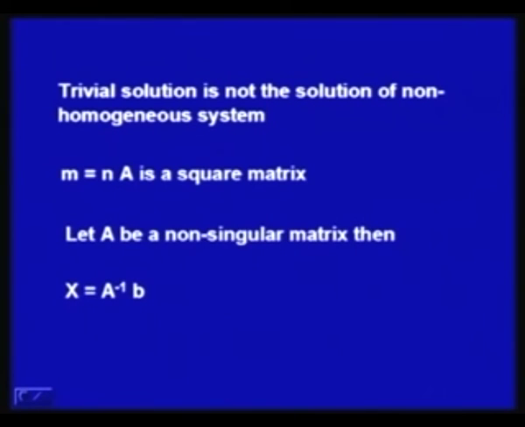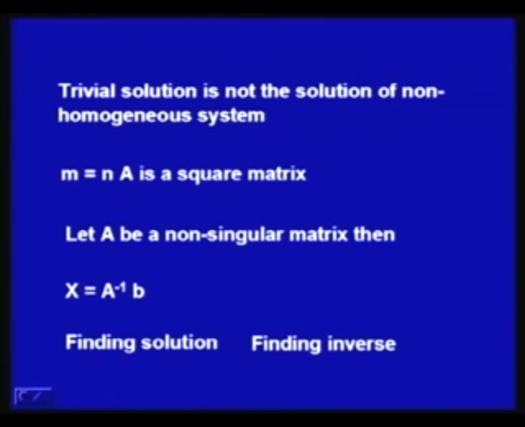Now, let us consider another case when we have a square matrix as the coefficient matrix and this matrix is non-singular. Then it means A inverse exists, and that means the equation Ax is equal to B can be written as x is equal to A inverse B. That means if we can find out the inverse of the given matrix A, then the solution matrix X can be obtained as A inverse B.